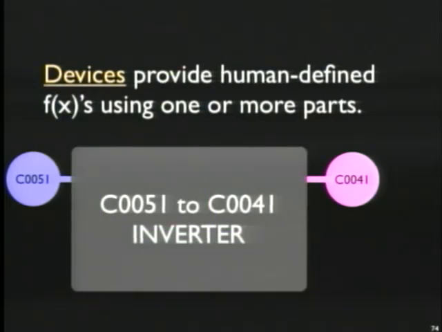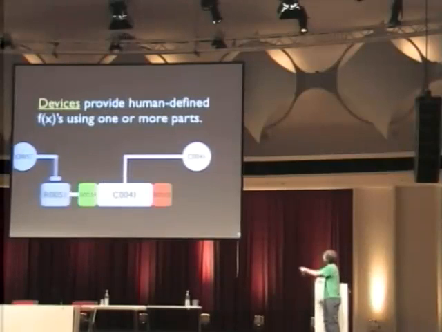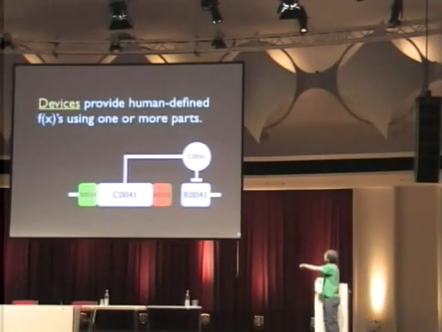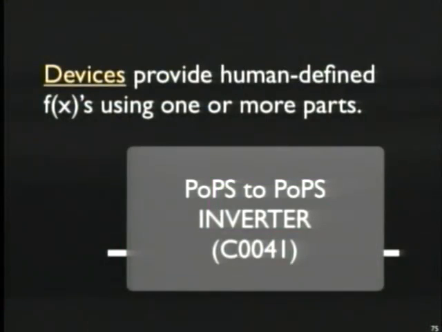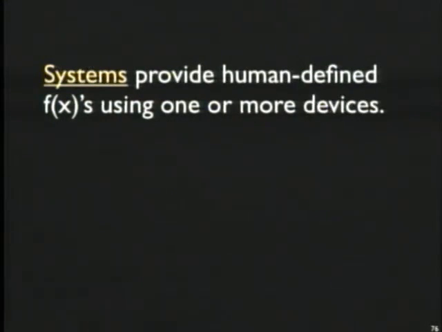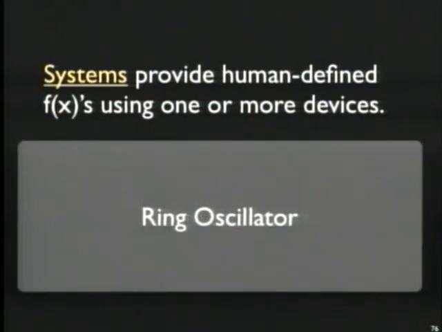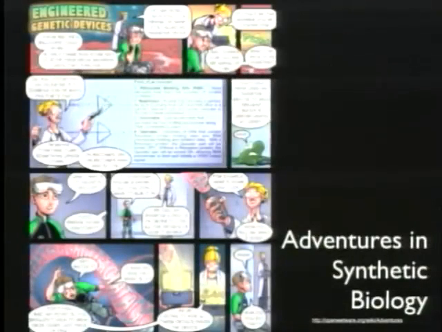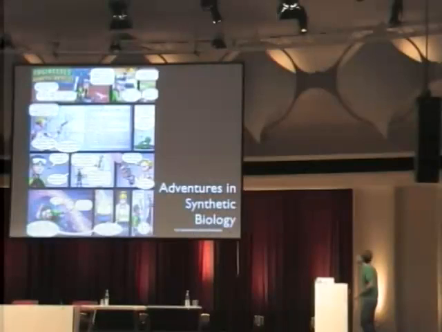These 4 parts come together to make an inverter or a NOT gate, Boolean logic. This turns out to be a bad design because the input and output signals aren't the same. So we reorganize the black box and we make a common signal carrier inverter, and so on. Then you put the inverters together to make a ring oscillator, and we're bootstrapping up an abstraction hierarchy. If that didn't make any sense, you can go to the web and get this comic strip which explains how to implement abstraction for genetic engineering.